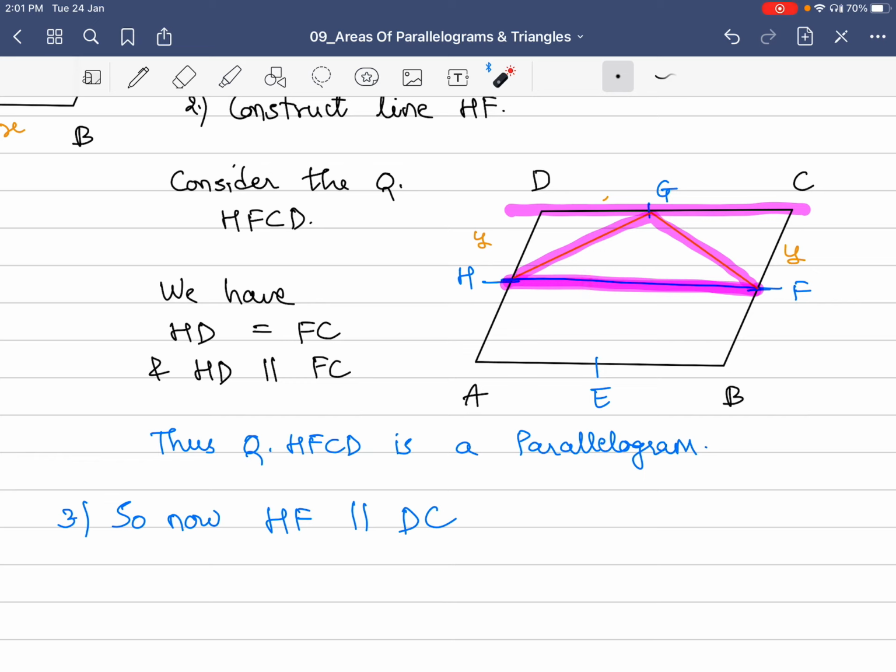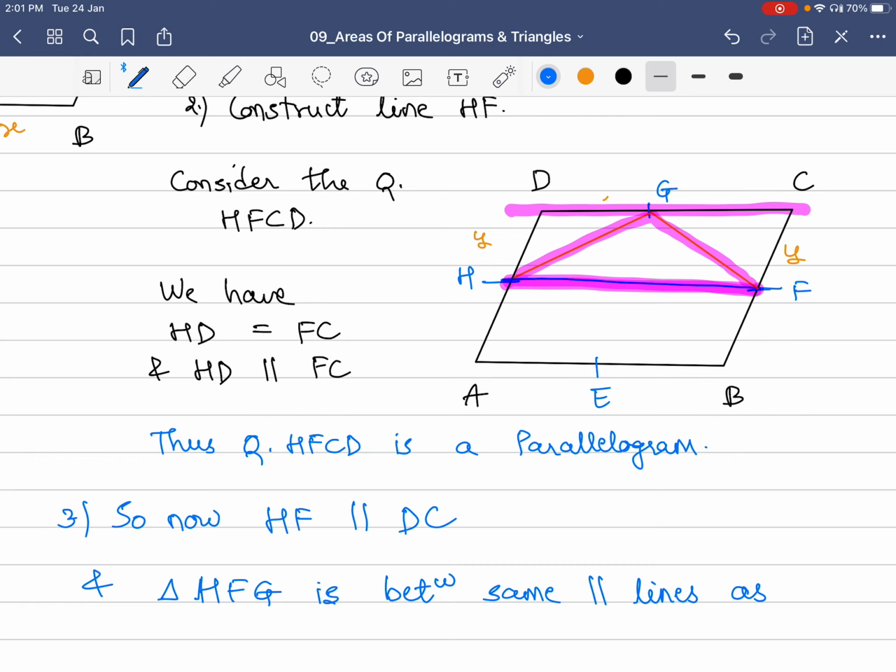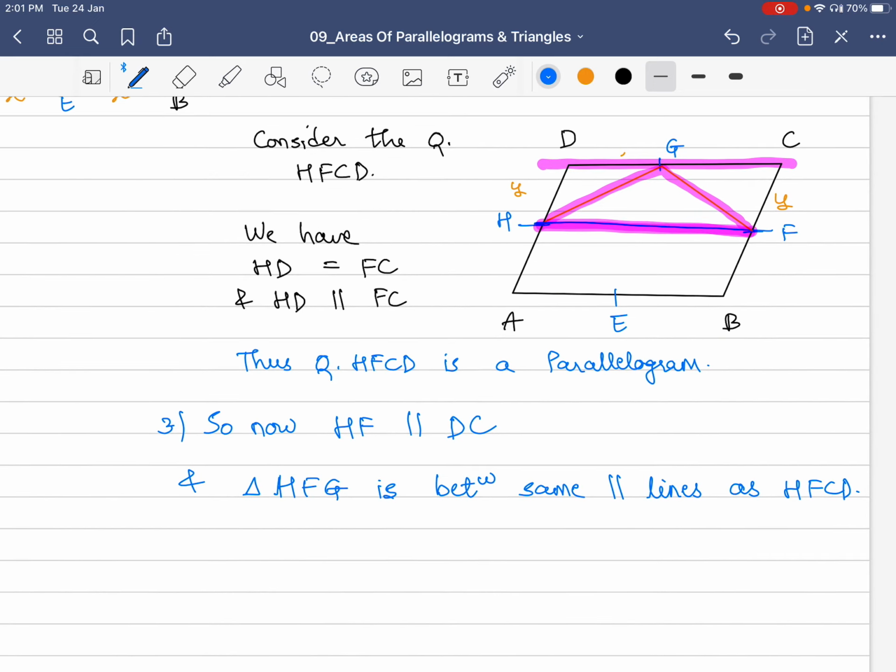Why? Because both the parallelogram and the triangle have a common base HF, and they are between the same parallel lines. Okay, so we are going to use the theorem and conclude. So now HF is parallel to DC, and I'm going to write here: triangle HFG is between the same parallel lines as HFCD.